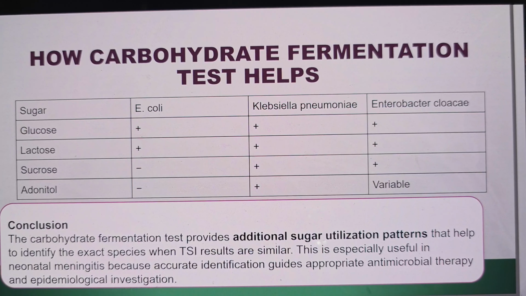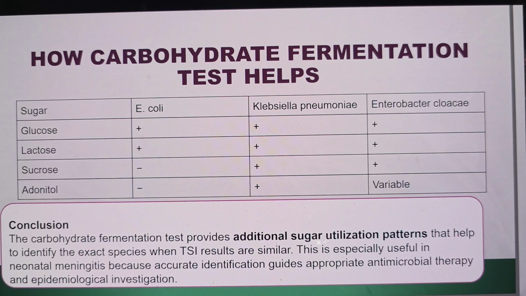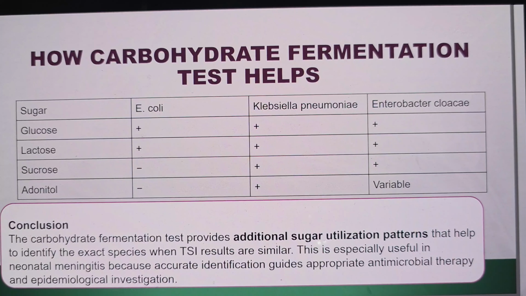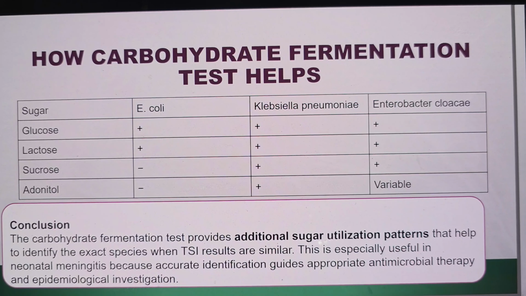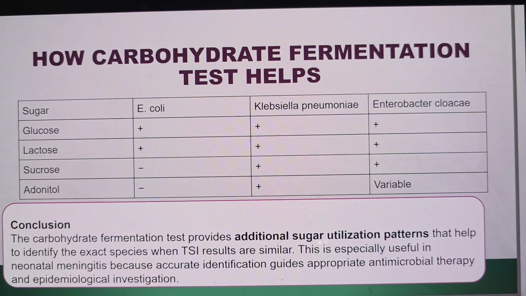How does the carbohydrate fermentation test help? E. coli ferments glucose and lactose. Klebsiella pneumoniae ferments glucose, lactose, sucrose and mannitol. Enterobacter cloacae mainly ferments glucose, lactose and sucrose. The conclusion is that the carbohydrate fermentation test provides additional sugar utilization patterns that help to identify the exact species when TSI results are similar. This is especially useful in neonatal meningitis because accurate identification guides appropriate antimicrobial therapy and epidemiological investigation.